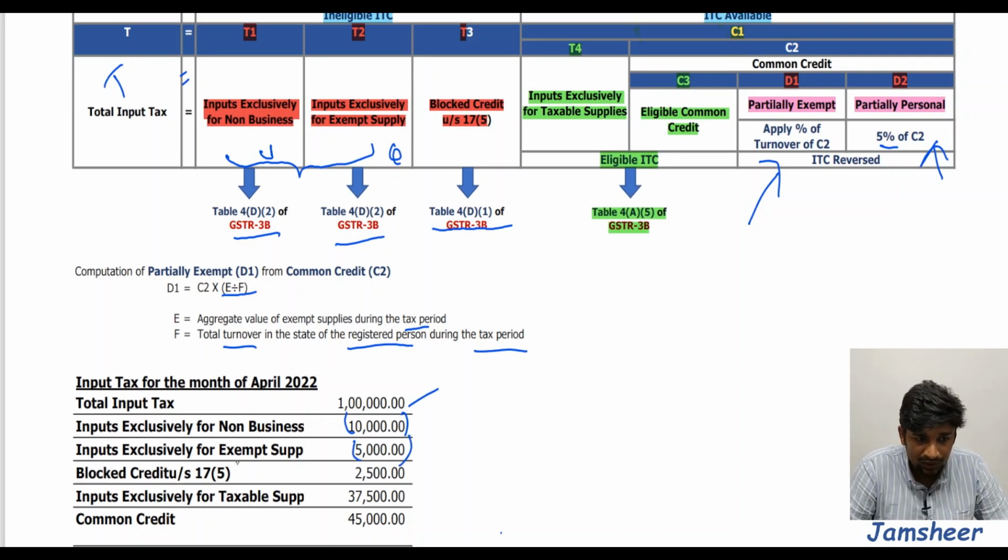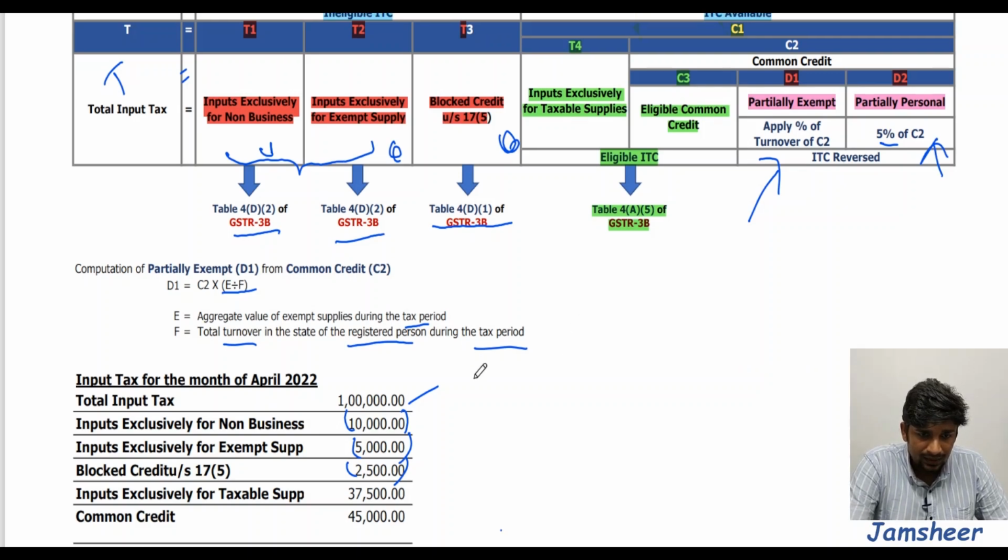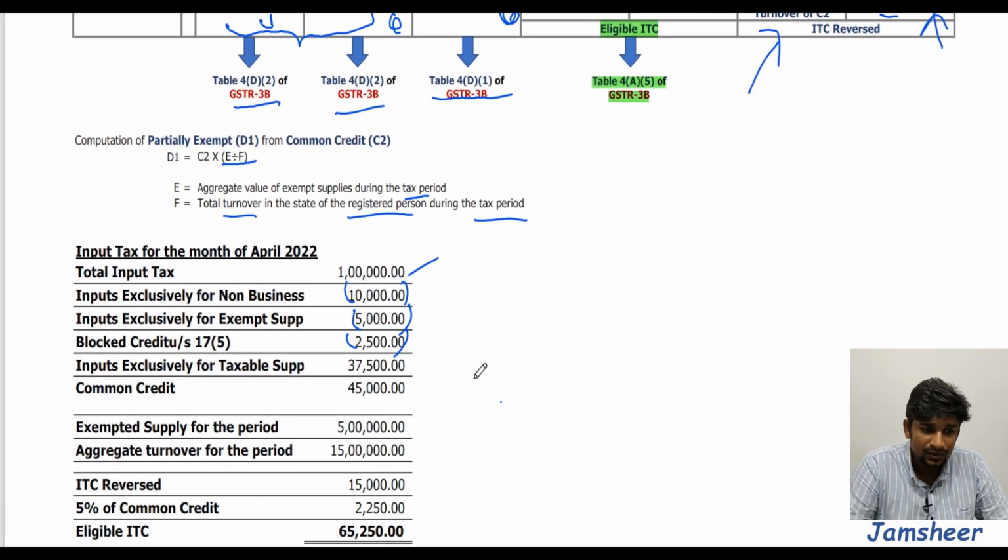Again, blocked credit under section 17 subsection 5, that is 2,500, is also required to be reduced. So these three amounts have to be reduced, and the remaining thing, the first one, is exclusively for the taxable supply, which we can get at the end of the calculation. Here it is the common credit.